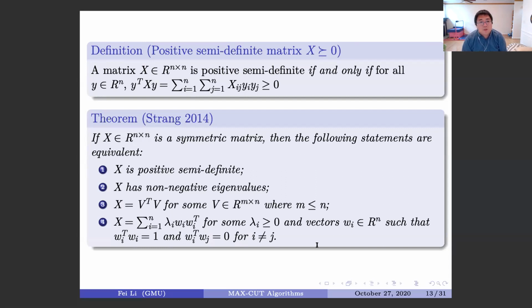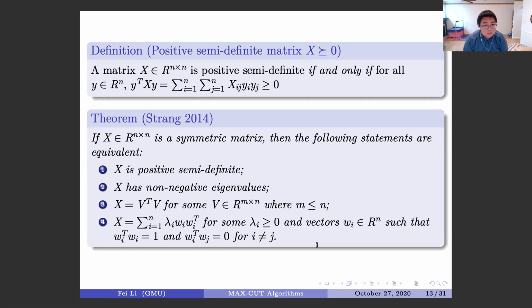The first is about the positive semi-definite matrix X, right? A matrix X is positive semi-definite if and only if for all vectors Y, you have the transpose of Y times X times Y, which is non-negative. So this is the definition.